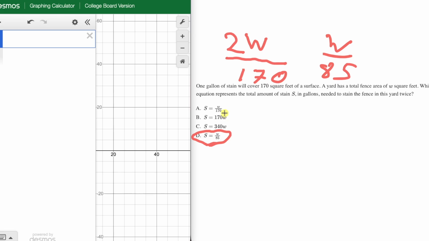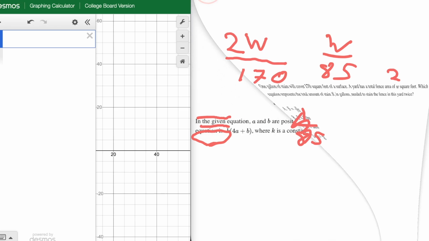Another way you can think about this is very simply that the total area of the fence is w. Just say, for example, the fence is 2 square feet. If it's 2 square feet, you should be using very few gallons, like 1/85 gallons, somewhere around there. So if you see 340, you can eliminate that because it's not that big. Also B, you can eliminate that. And now you're just left with A and D, and then you can just do this strategy here and get the correct answer. So now for the next question here.